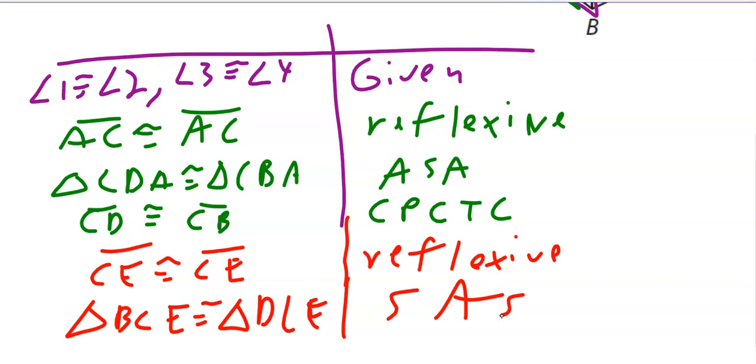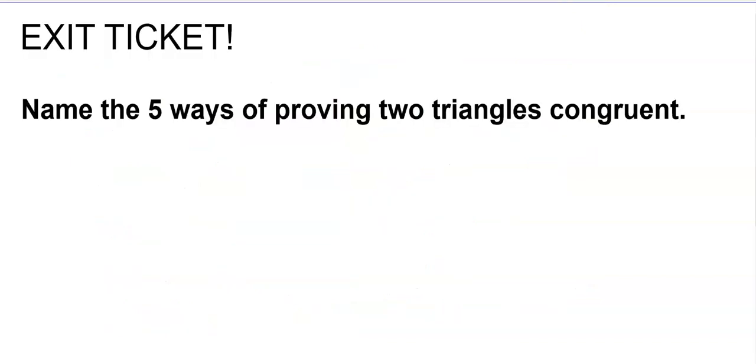So what we did was we proved the bigger triangle congruent. Using that knowledge, we marked pieces of the smaller triangle congruent with CPCTC, and then we used the new pieces to use SAS on the smaller triangles. All right, so here you're just going to list the 5 ways of proving triangles congruent. You know, all those letters we mark, just list them out here.